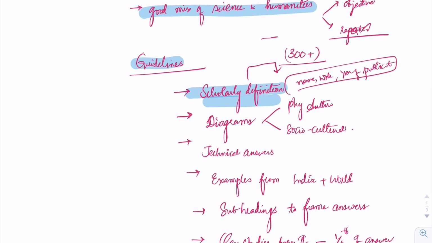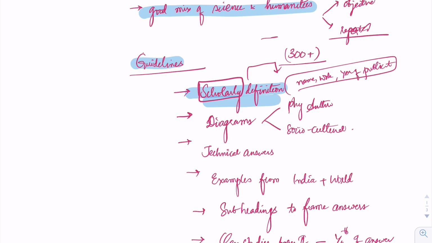Unlike in GS, in optional your writing should be scholarly. You should try and replicate the exact definition as given by the scholar rather than writing it in your own words. This is a fundamental difference between an optional answer and a GS answer.